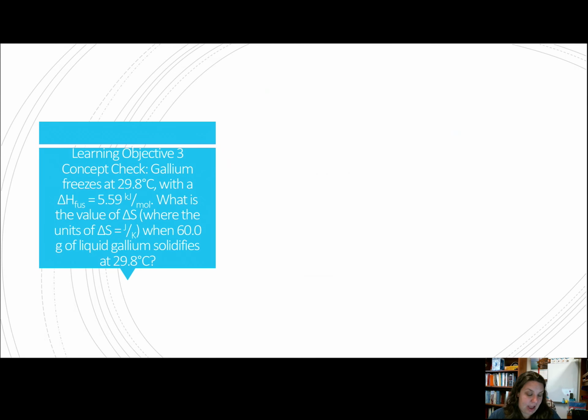So we've got gallium freezing at 29.8 degrees Celsius, with a delta H of fusion of 5.59 kilojoules per mole. We want to know what our delta S is in joules per Kelvin when 60 grams of liquid gallium solidifies at 29.8 degrees Celsius. Okay, so in this case we're looking at our delta S of fusion. It's going to be equal to our delta H of fusion divided by our temperature.